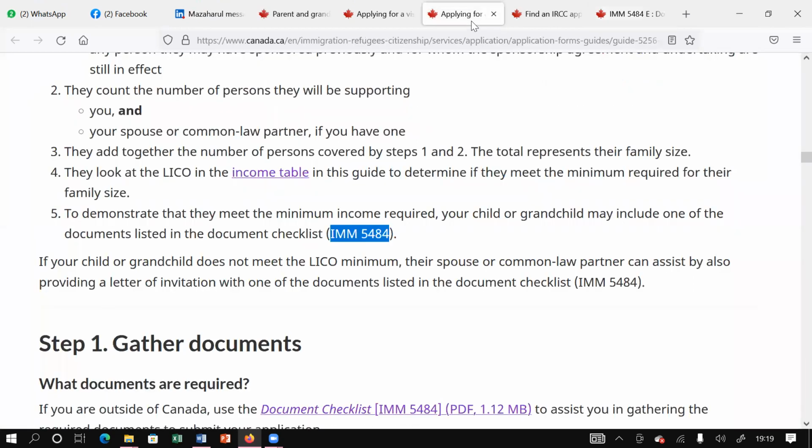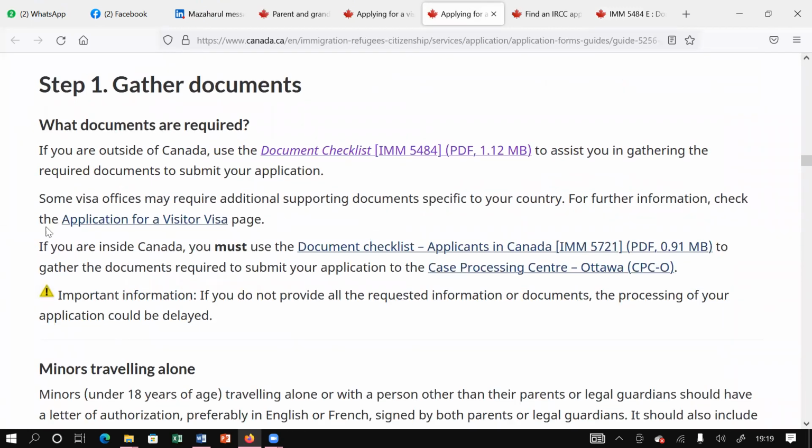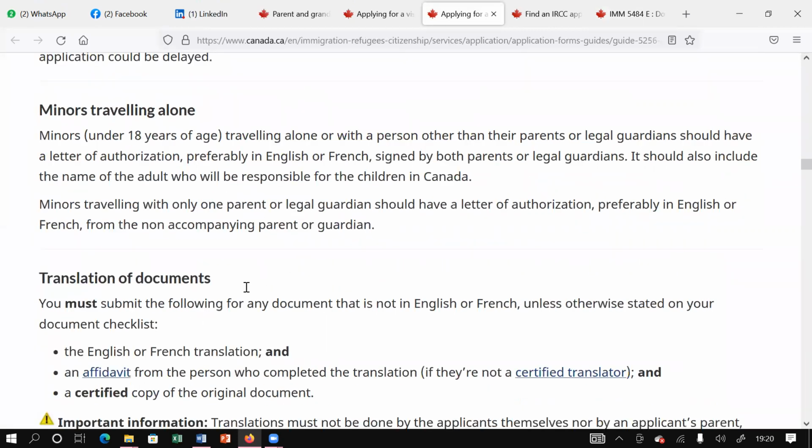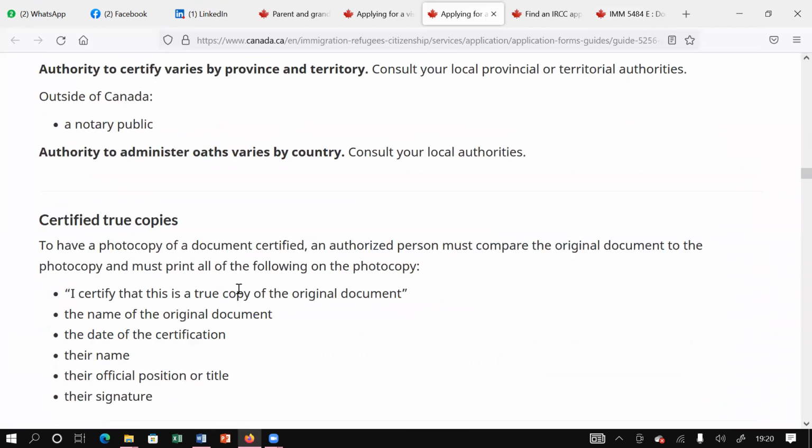Now let me go to that page again. So this is the IMM 5484. So you have to gather the documents as per the checklist. If you're inside Canada, you must use the document checklist. This one is different, IMM 5271. Minors traveling, there are different information as well. Authority to certify varies by province and territory.